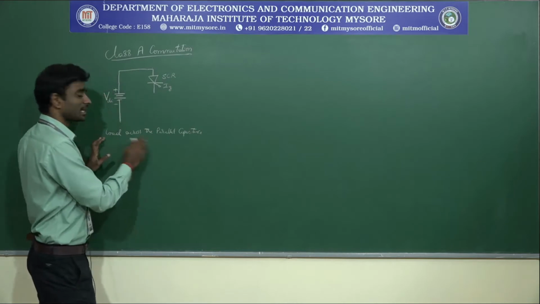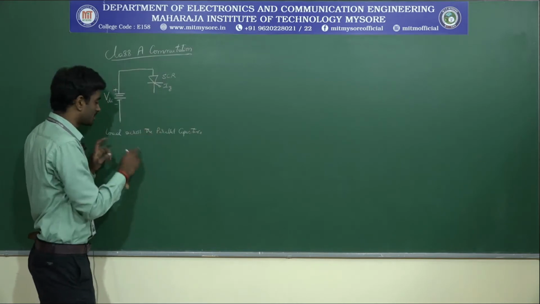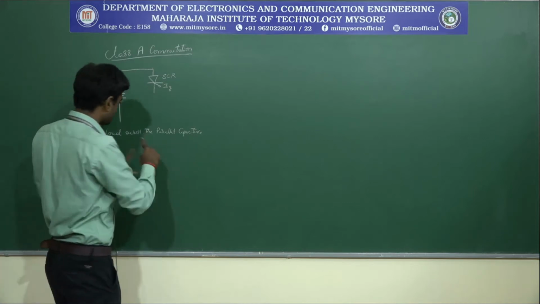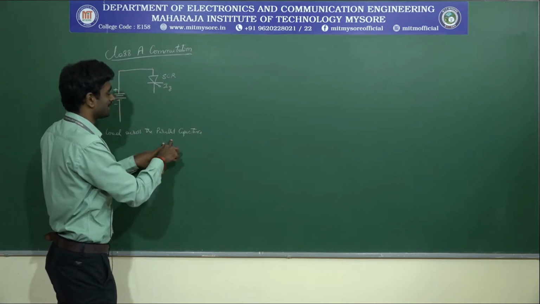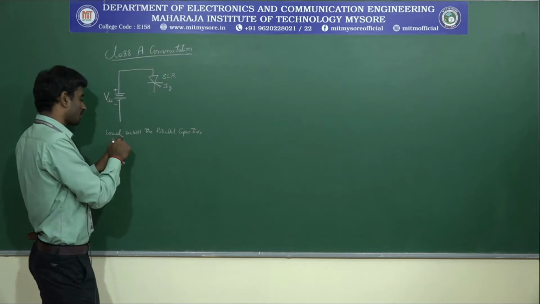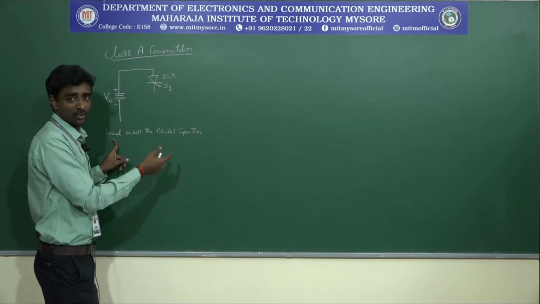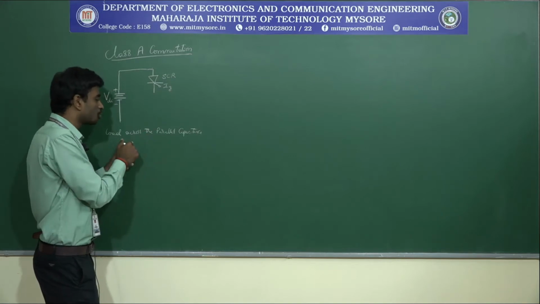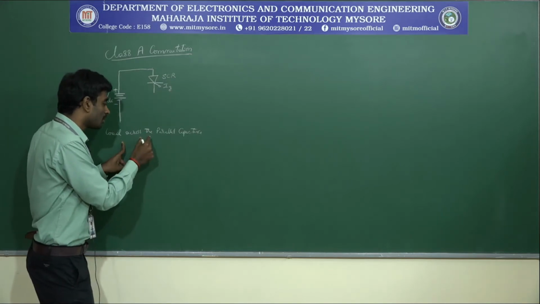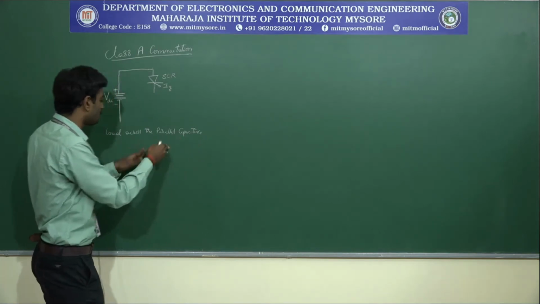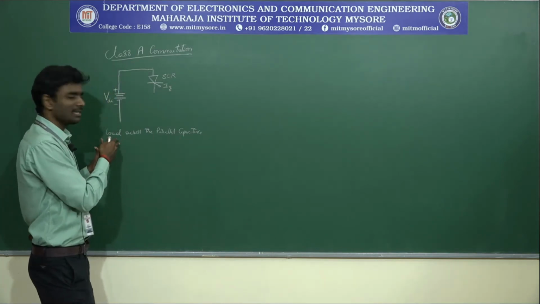See, the first circuit for my class A commutation is load across the parallel capacitance. If you consider the load across the parallel capacitance, that means the load is nothing but a resistance that can be considered as an RL load or a resistance load. This should be put across the capacitance. That is, your capacitance should be parallel with respect to the RL circuit here.